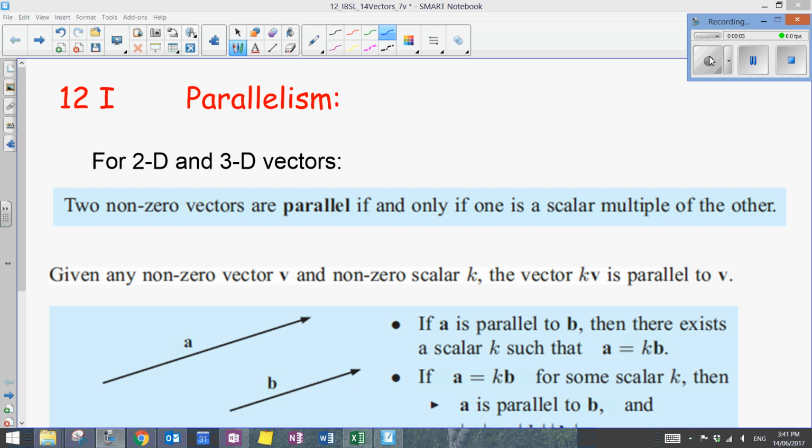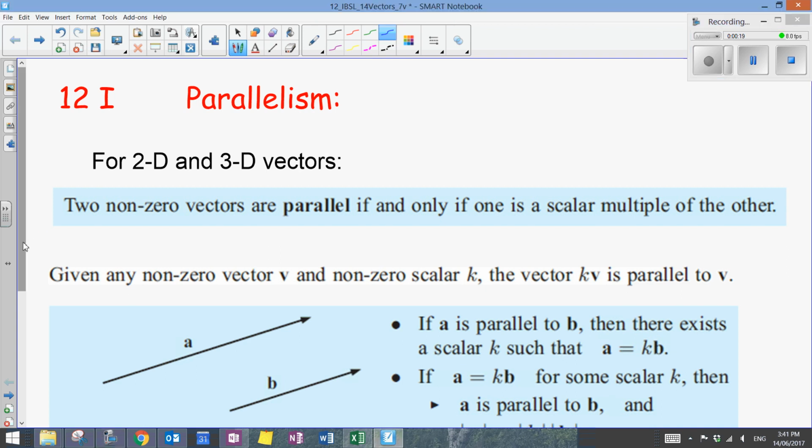Hello, IB. We're going to take a look at 12I today, looking at parallelism of vectors. Specifically, this is going to work for all of our two-dimensional and three-dimensional vectors, with non-zero vectors and non-zero scalars. Because think about it, if we have a zero vector, we won't be able to discuss a parallel vector to it.